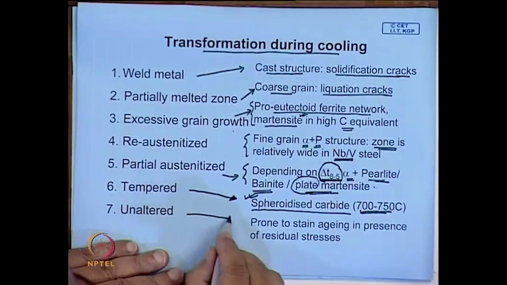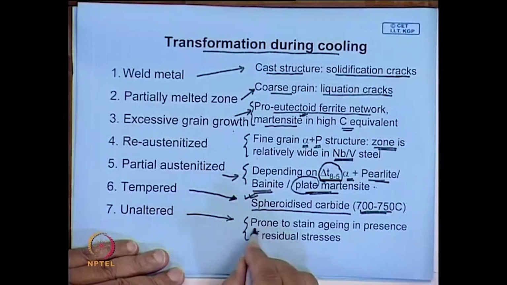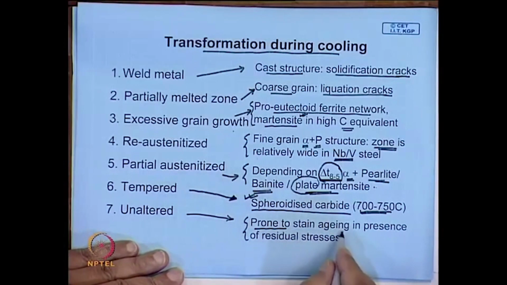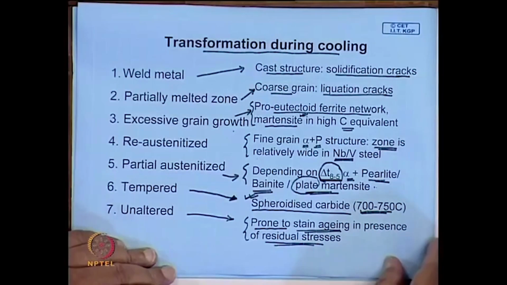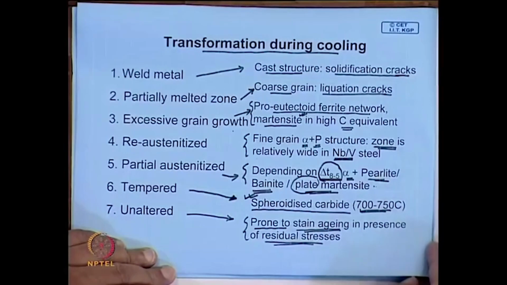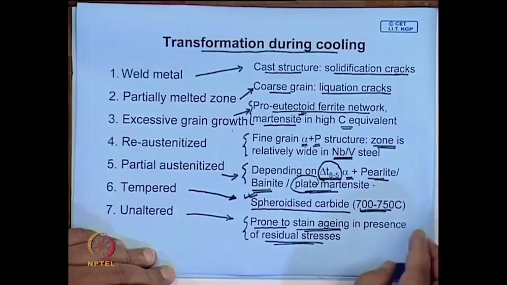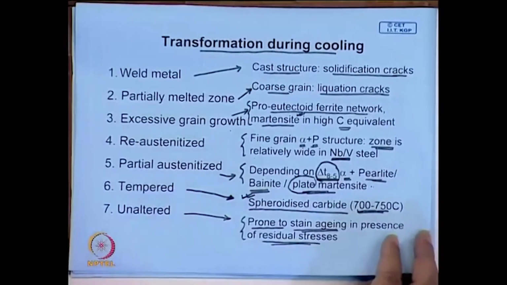And after that you have this unaltered zone, but since the temperature goes up, if there is a prior cold work or there are residual stresses, it is quite likely that these interstitial atoms can move to certain preferred sites, the dislocation sites, and pin them. This is called strain aging, which increases the strength and also decreases its toughness. It makes it brittle and prone to fracture. So, these are the transformations which are possible in the heat affected zone.